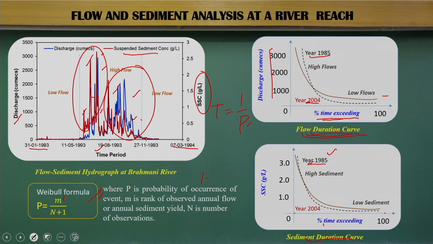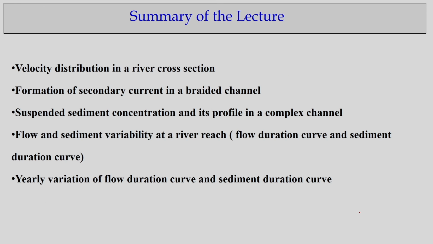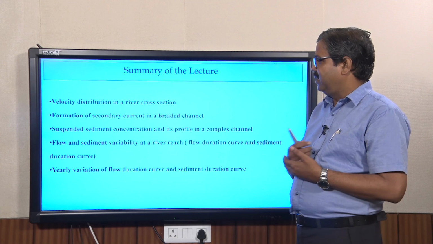So, the simple way we do the analysis: one is the flow and sediment hydrograph analysis, flow duration curve analysis, and the sediment duration curve analysis. For more details, I think you can follow any of the hydrology books, but in river engineering we cannot go into much detail as we go at the next level. With this, let me conclude today's lecture, starting with the terminal velocity, and we discussed more concepts, just trying to revive them for you.